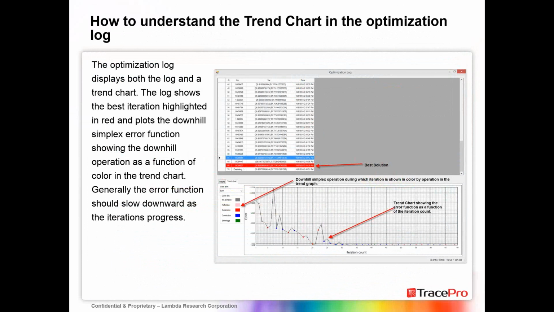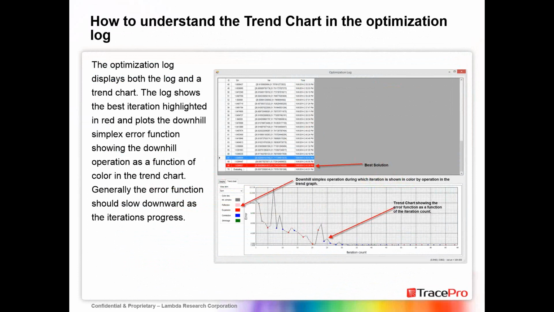Well, there's another thing that pops up in the optimization log. I can look at the graphs, but I can also look at the trend chart. The log shows the best iteration, highlighted in red, and plots the downhill simplex error function, showing the downhill optimization as a function of color in the trend chart. Generally, the error function should trend downward as the iterations progress. What's happening here is that as the downhill simplex operation goes along, it's going to be doing different functions to try to find a local solution. These are shown in the legend on the left underneath the trend chart.